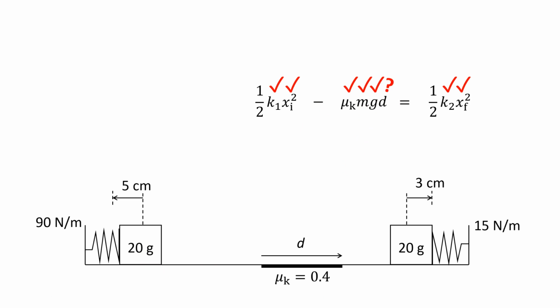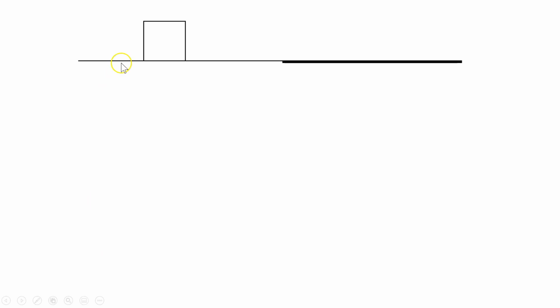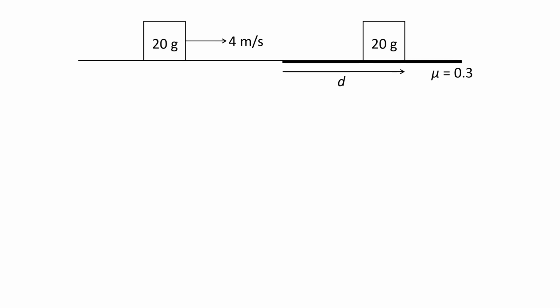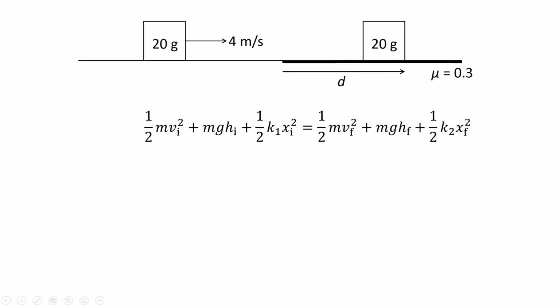Let's look at another scenario. We have a block that we push to the right with some rightward velocity, but then it slows down and stops as it crosses this friction surface. So here we go. Okay, we can add some values and analyze the energies that are present at the beginning and the end.